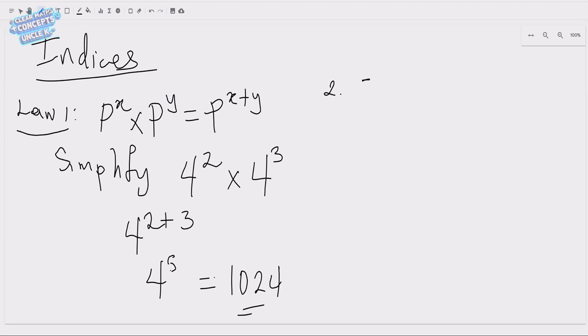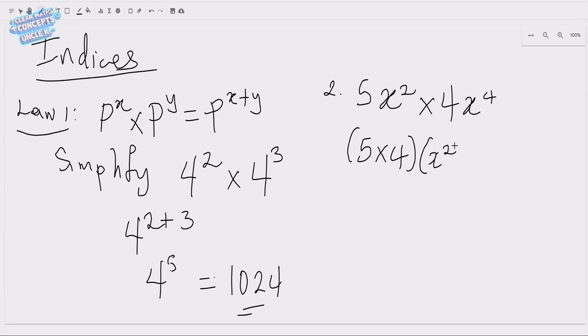Now if you have 5x squared times 4x raised to power 4. What you should do in this case to avoid confusion is separate them, because we have constants and you have variables. You can do it this way: 5 times 4. You could have done it straight away, but you will understand why I did that as we go on, because there are some complex questions that might require you to do that.